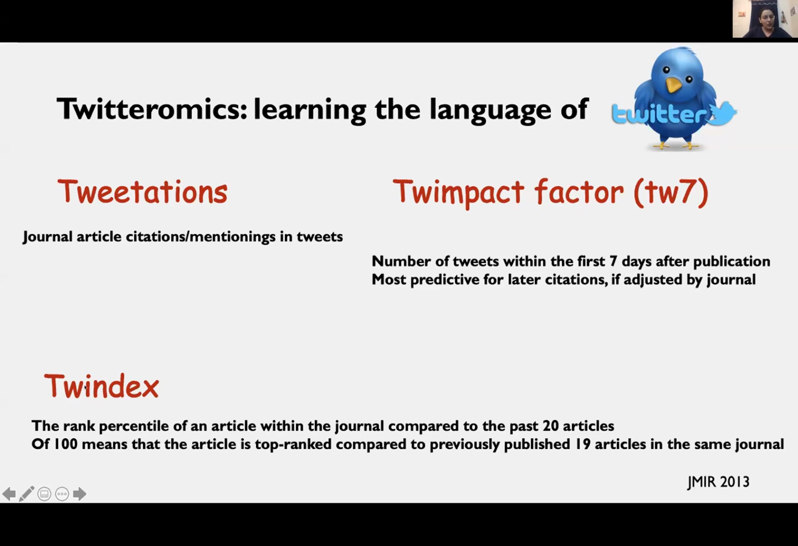And then the Twindex is the rank percentile of an article within the journal compared to the past 20 articles. So suppose you have 20 articles and you have a Twindex: 100 means it's the top ranked, highest ranked article compared to the previous 19 articles. Or if it's 95, then it's the second highest ranked article.